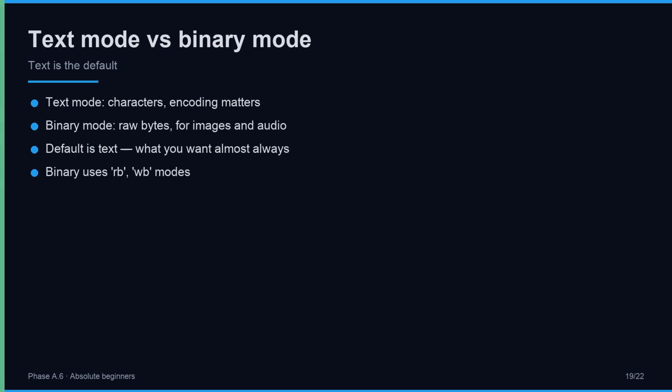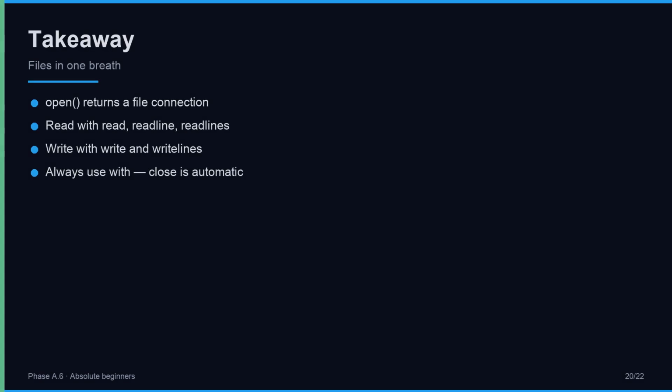Python opens files in text mode by default, which is what you want almost all the time. Text mode handles encoding for you and gives you strings. There is also binary mode, opened with rb or wb, which gives you raw bytes instead of characters. You need binary for images, audio, video, or any file that is not plain text. For now, stick with text mode, it covers everything we do in this lesson. Text by default.